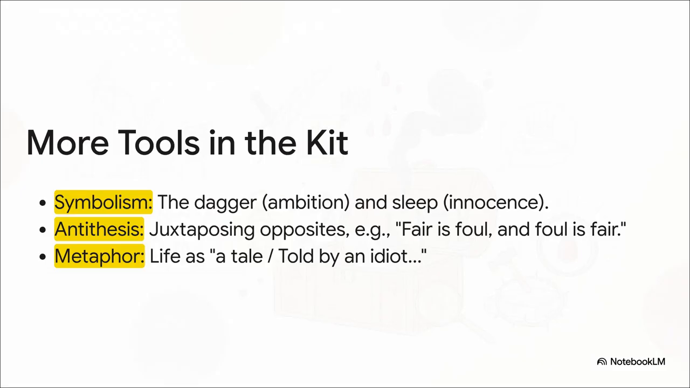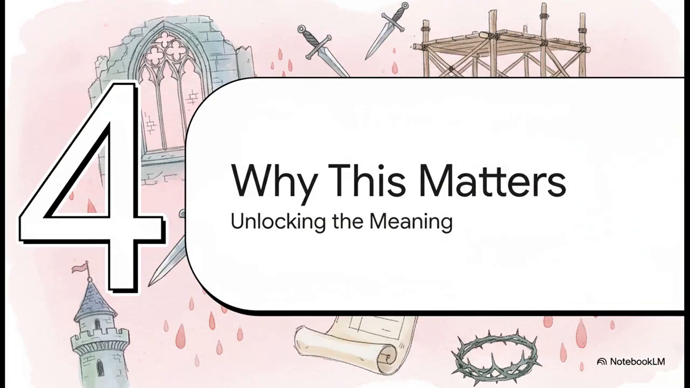And trust me, the toolkit is absolutely packed. You've got powerful symbolism. That floating dagger points right to Macbeth's ambition, while murdered sleep represents his lost innocence. He uses antithesis, which is just setting up direct opposites, like in the witches' chant, fair is foul and foul is fair, which shows a world where all morality is turned upside down. And of course, he uses these unforgettable metaphors, like Macbeth's final, bleak description of life as nothing more than a meaningless story.